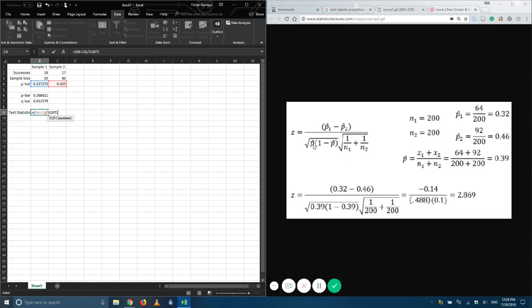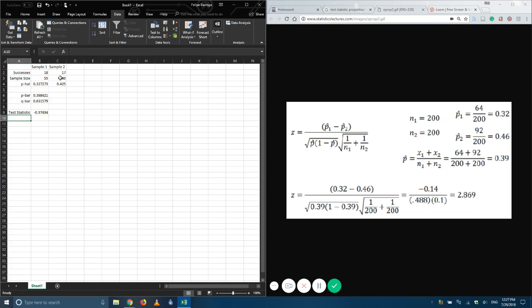Okay, so I got my p bar. I'm going to multiply that by my q bar, and I'll multiply that by 1 over the first sample plus 1 over the second sample. So for this portion, we'll need to use parentheses. Okay, so I'll do 1 over first sample size plus 1 over second sample size. Close the parentheses, and there you go. Okay, so that's the test statistic.